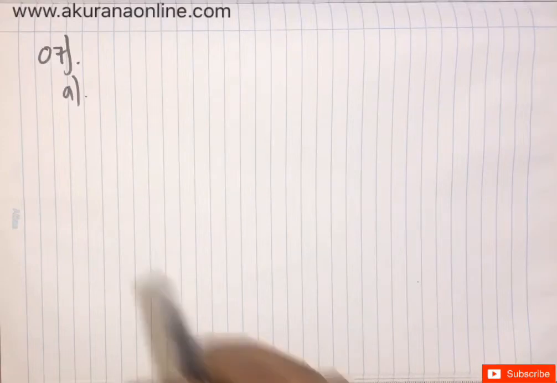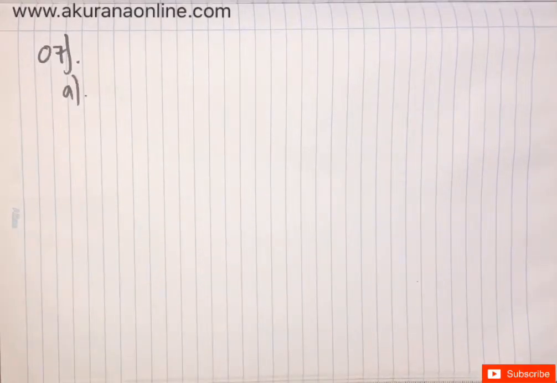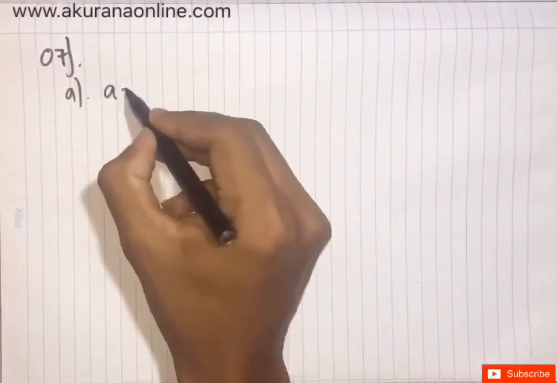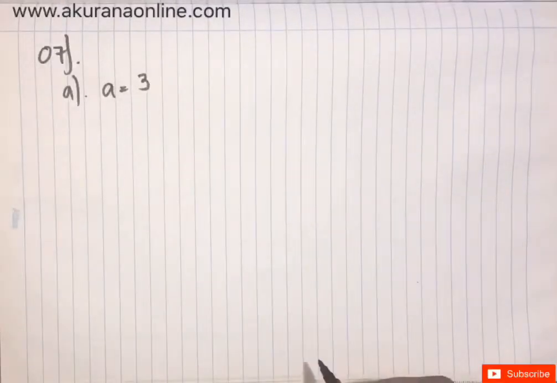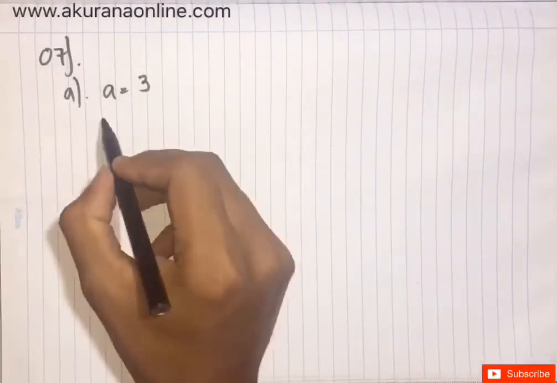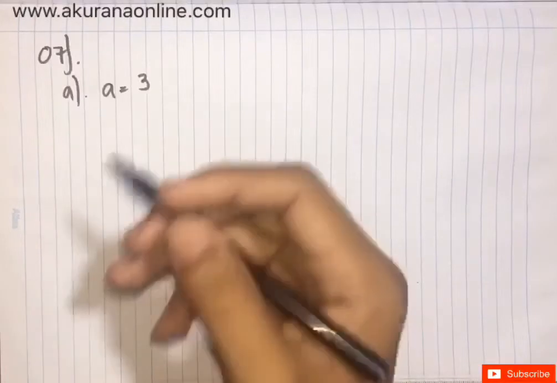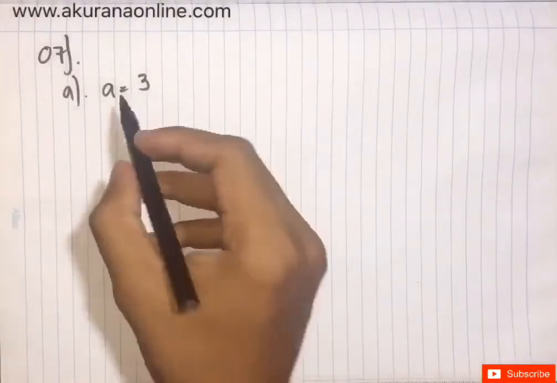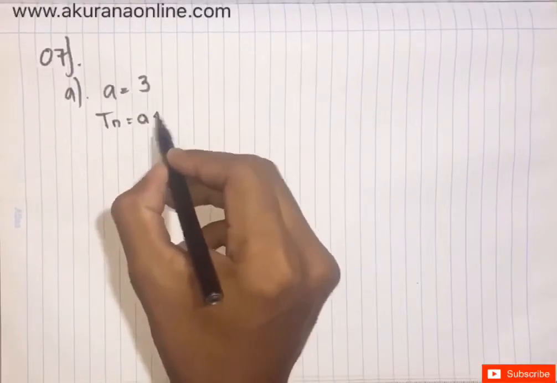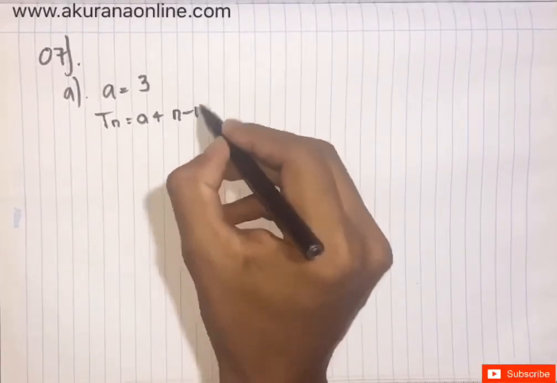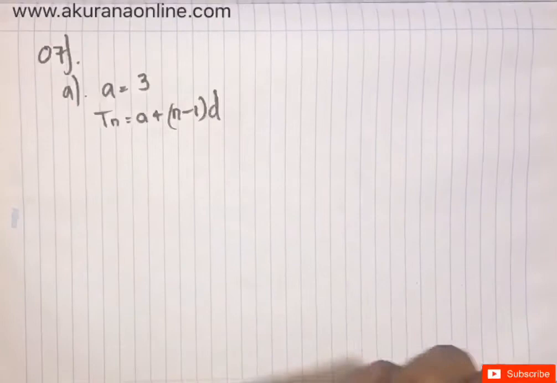In the A part, they say the first term of a given arithmetic progression is equal to 3 and the 11th term is equal to 43. Now you know the expression used for the nth term, that is Tn equals a plus (n minus 1) into d. D is the common difference.